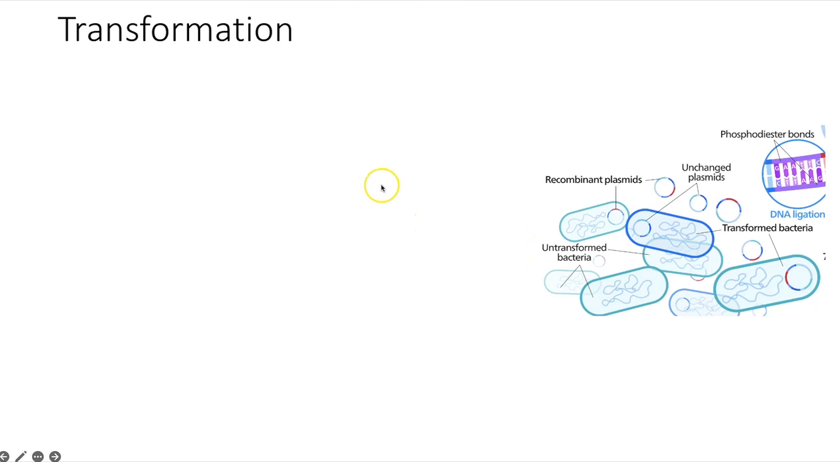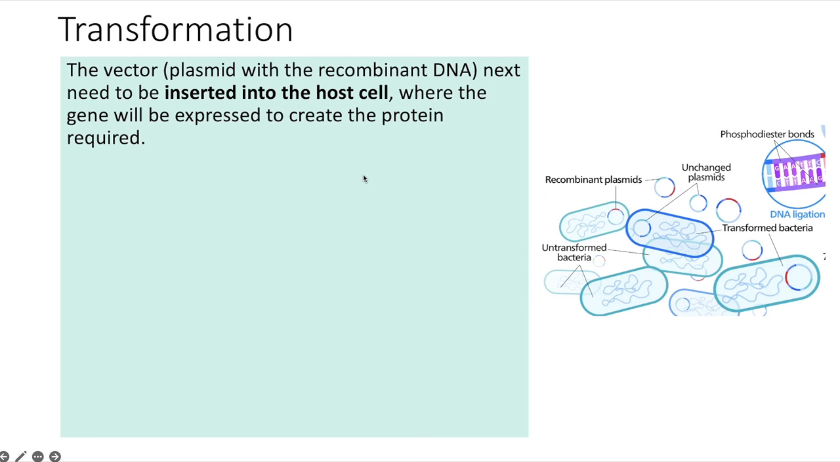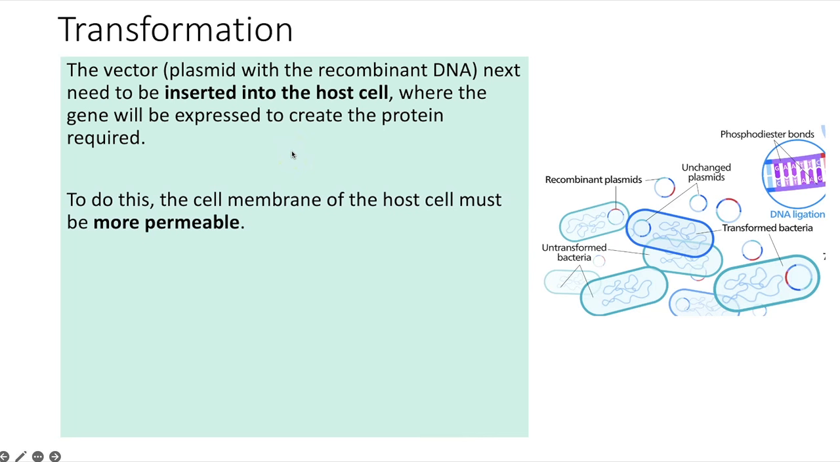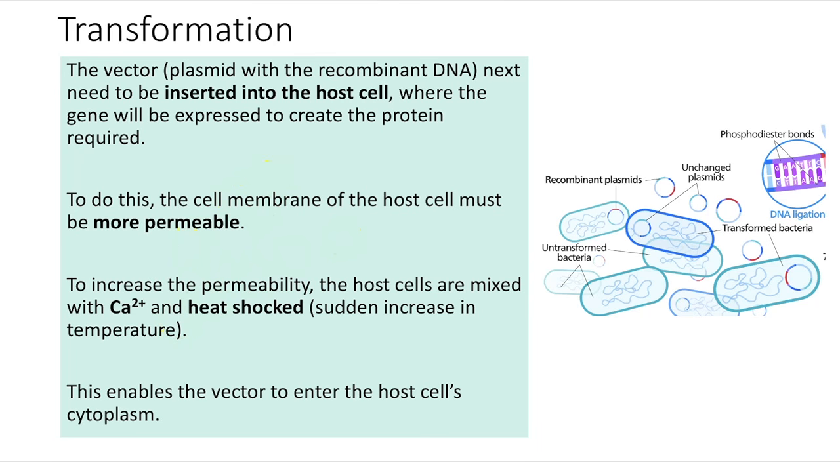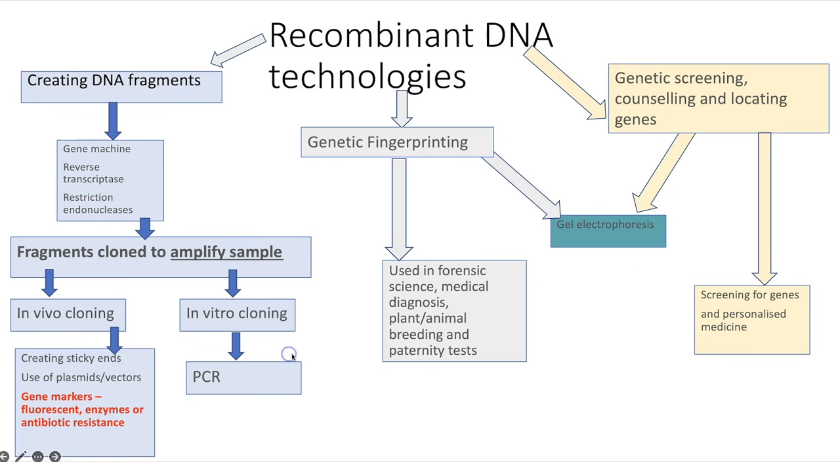We need to get that plasmid into the host cell, and that's what transformation is. So the vector, which is that plasmid with the recombinant DNA, next has to be inserted into the host cell, because that is the cell that's going to express that gene to create the protein. And in order to do this, we need to make the cell membrane of the host cell more permeable. And bacteria are your typical host cells. So to increase the permeability of that membrane to get the vector in, the host cells are mixed with calcium ions and heat shocked, which means a sudden increase in temperature. And that should enable the vector to enter the host cell cytoplasm.